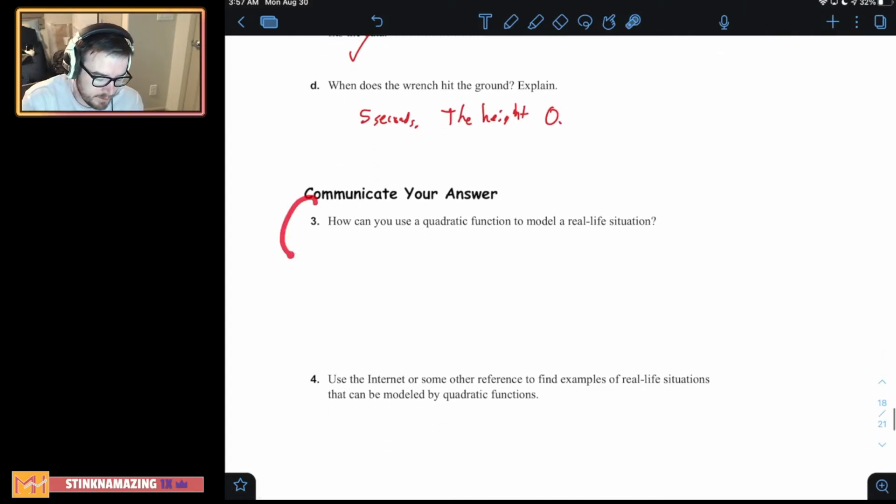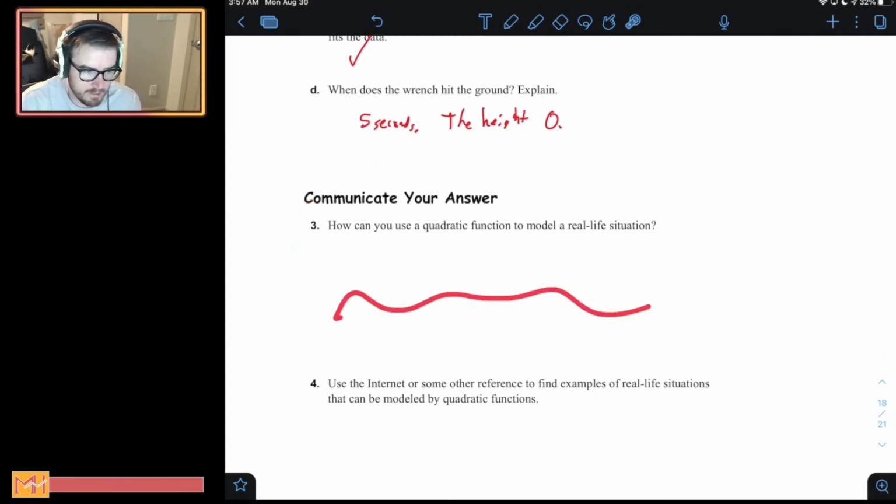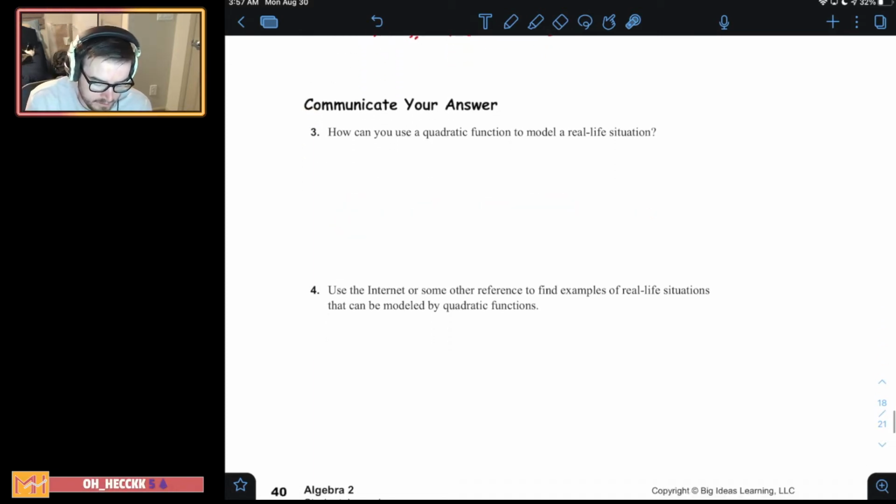So I just want you to realize, we don't need to write some fluffy sentence here, but how can you use a quadratic function to model a real life situation? The points can end up in a parabolic shape, and then all of a sudden this parabolic shape represents this, that, or the other, whether it's the height, whether it's profit, whether it's I don't know what, right? And number 4 says use the internet to reference some other examples.